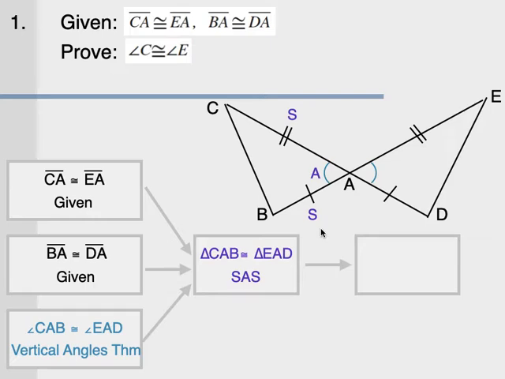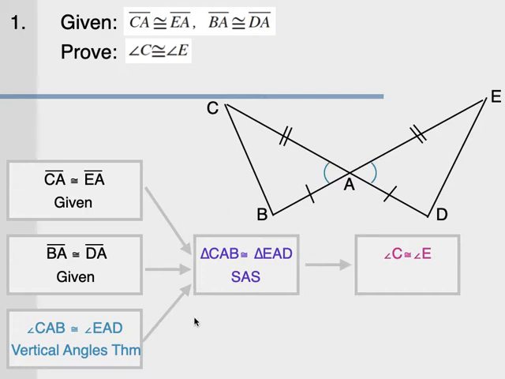Now, the last step is the only step that's new today. You know the last step has to match what you're trying to prove, angle C is congruent to angle E. And here's the deal. The reason why we can prove that this corner C is equal to this corner E is because they're corresponding corners, matching corners, in two triangles that we just proved had to be congruent in every way.